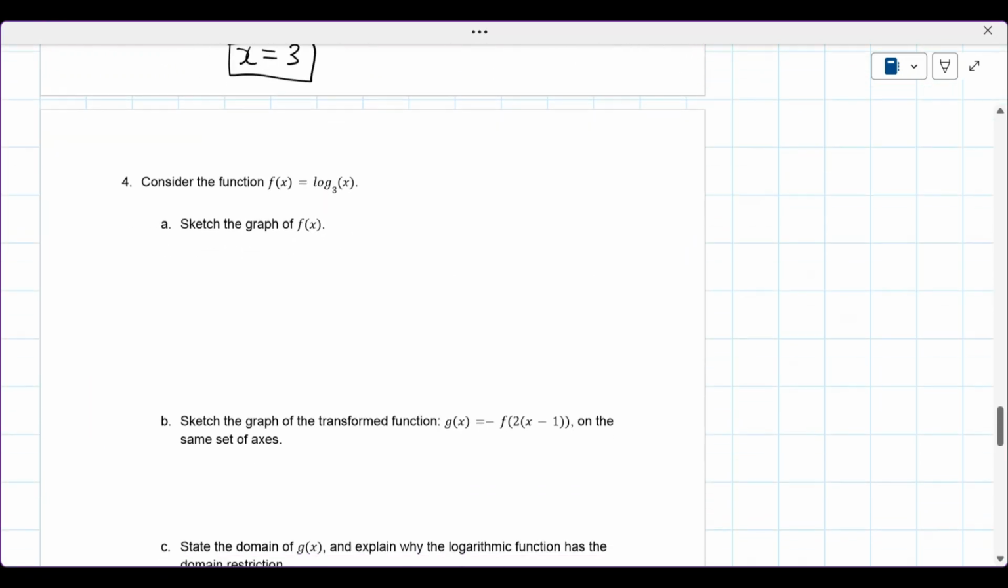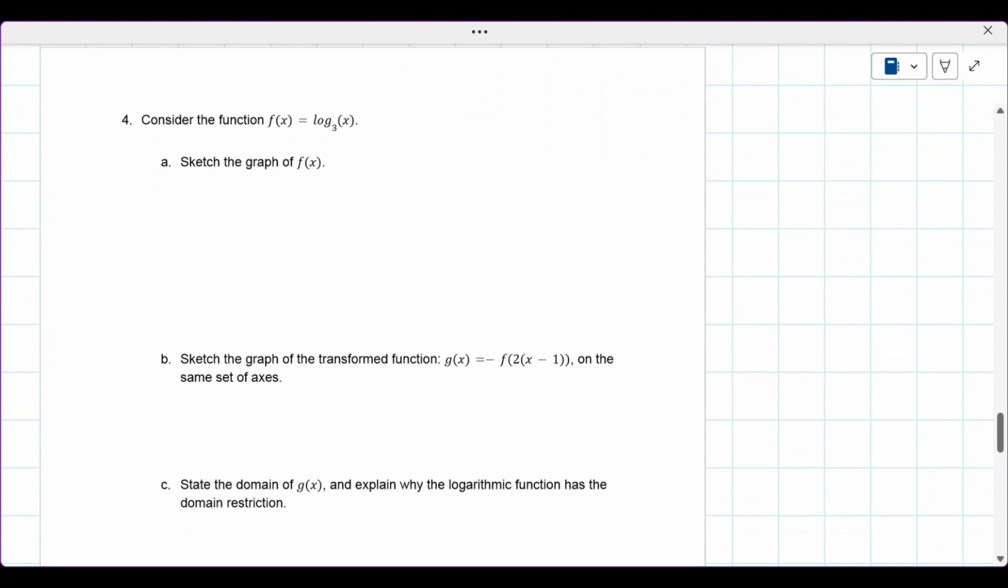Right. Moving on, let's try question number 4. Consider the function f of x equals log base 3 of x. First, let's sketch the graph of f of x.